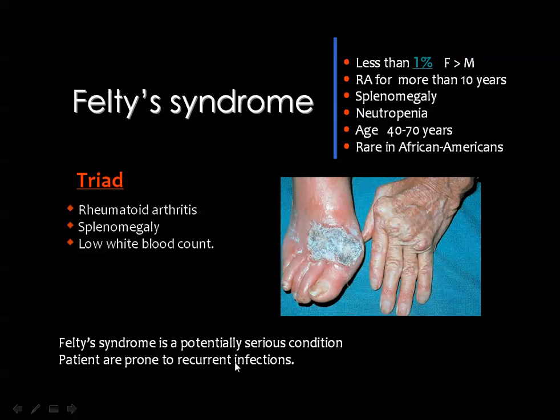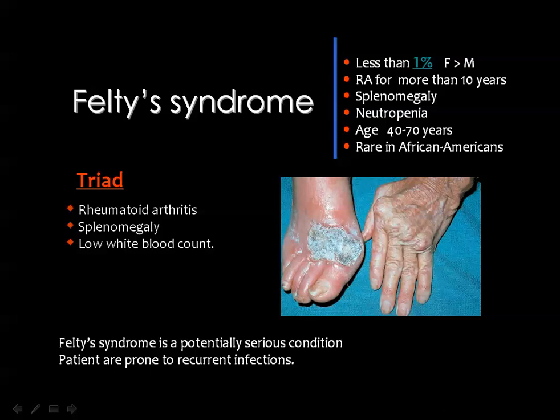Then Felty syndrome is just a triad of three main issues. Number one, the presence of rheumatoid arthritis. Number two, splenomegaly, and number three, decreased white blood count. Of course, you know that this will enhance the possibilities of infection, as you can see in this image.